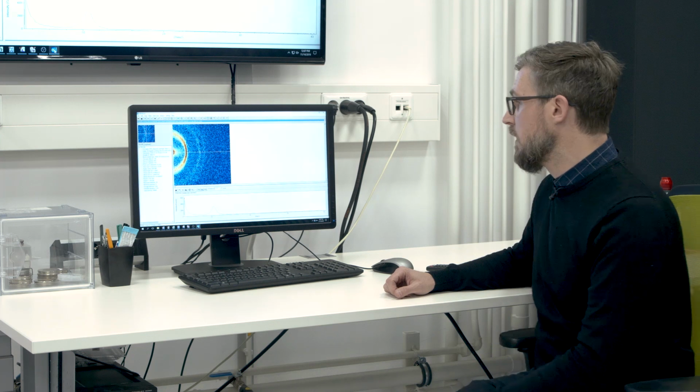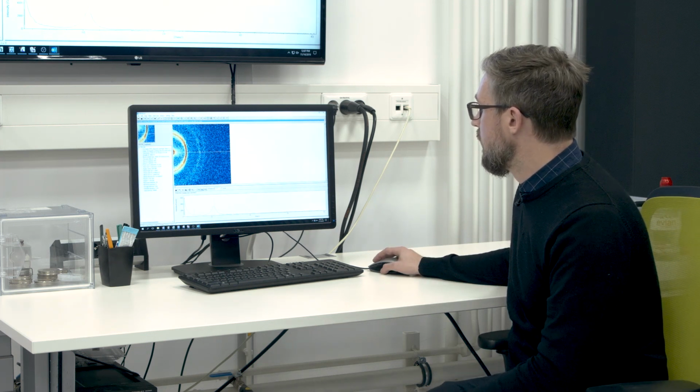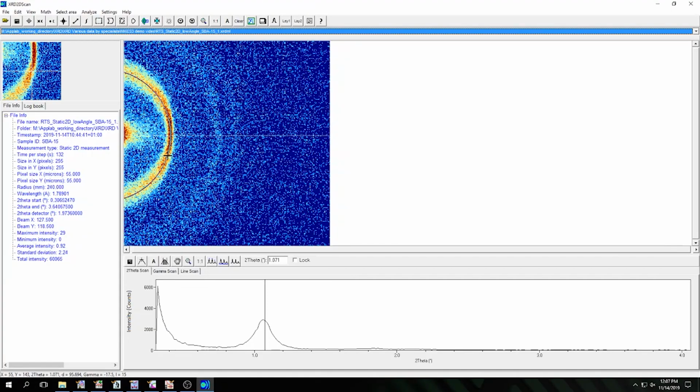And last but not least, I also quickly want to show you the 2D data on the mesoporous silica, which we collected also in transmission, where you can nicely see that you can resolve the diffraction ring coming from the mesoporous silica, which has a signal around 1 degree. And also here you see that we have a very good peak to background ratio, and we can nicely resolve this reflection despite the very low angles.